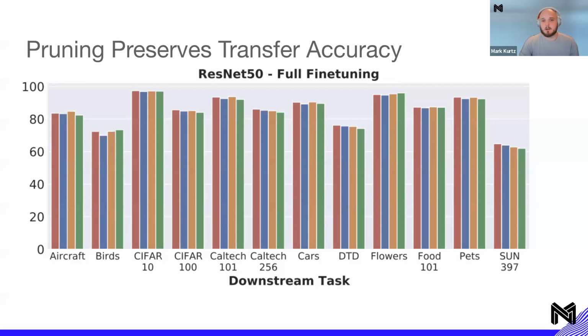And one other caveat across the full fine-tuning and the linear fine-tuning is that we just substituted these sparse networks in and kept all of the hyperparameters the same, so seeing if the sparse model is actually a reliable substitute for the dense one. And overall, what we see with these results is that it is.